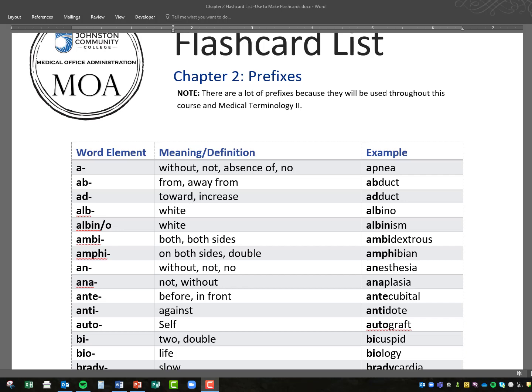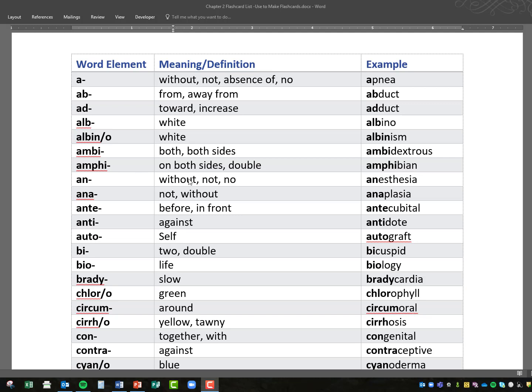You'll notice we have several that are no, not, without. So an is another one, not or without, like anastomosis or anaplasia. Ante, any of you Spanish speakers, your Spanish will come in handy because this has Latin roots, means before or in front of. I think of when I used to play cards with my grandma and we would do a little bet in the beginning and she'd say ante up. So remember that you got to put it in the beginning.